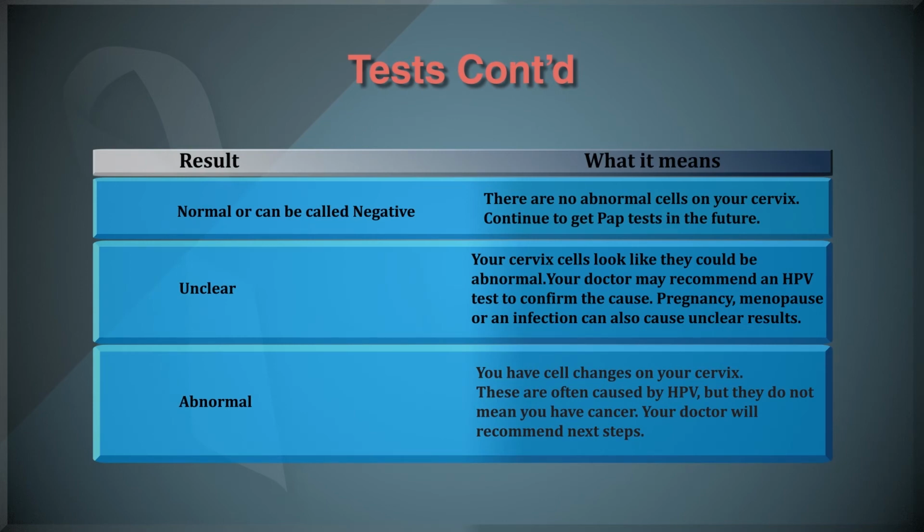Remember that an abnormal Pap test does not mean you have cancer. It just means your doctor needs to do additional tests to find out what is causing the cell changes. Once you have those results, your doctor can recommend next steps. You may need treatment to remove precancerous cells, or may need to come back for additional testing so your doctor can monitor the cells for changes.